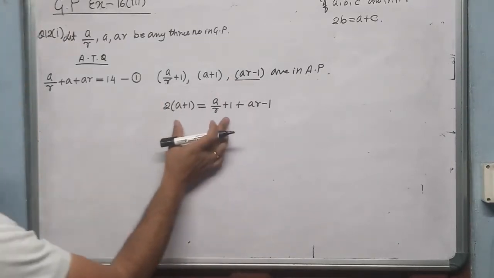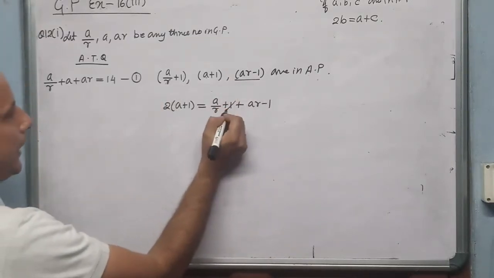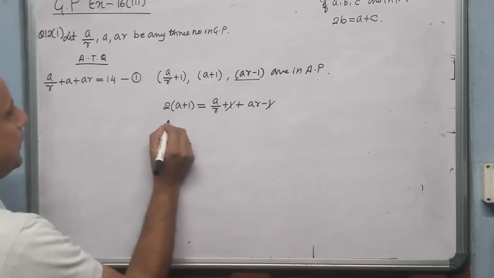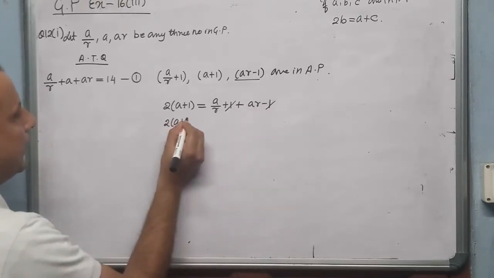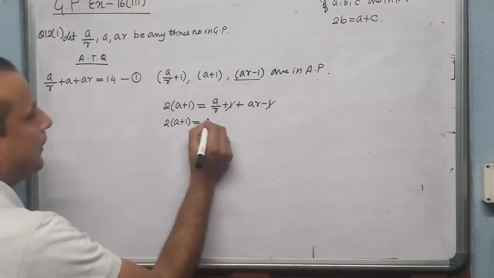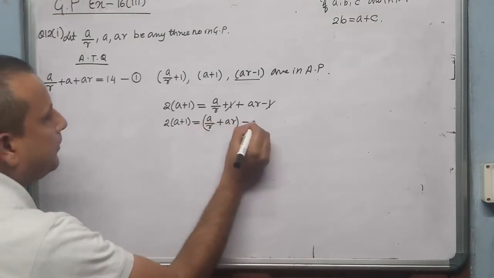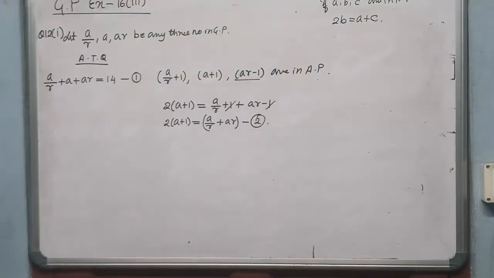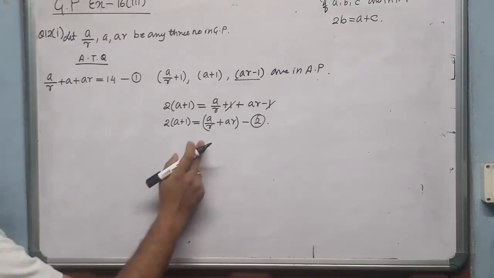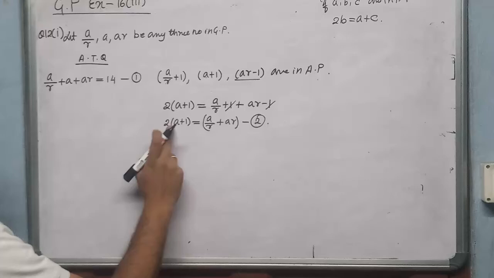Now we have another relation over here, the 1s get cancelled. 2A plus 1 is equal to A by R plus AR. Let it be equation number 2. Now using these two equations, equation 1 and equation 2, you have to calculate the value of A and R. Using equation number 1, A by R plus AR is 2A plus 1.